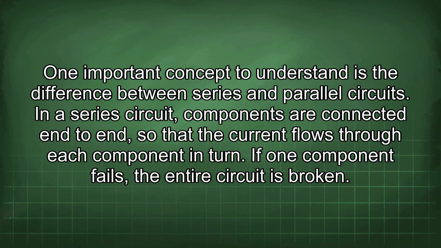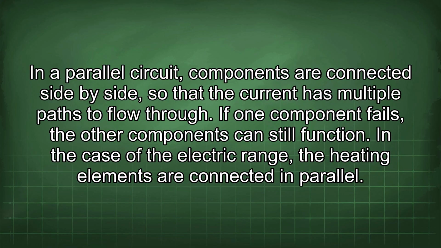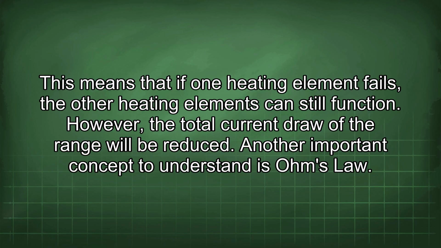One important concept to understand is the difference between series and parallel circuits. In a series circuit, components are connected end to end, so that the current flows through each component in turn. If one component fails, the entire circuit is broken. In a parallel circuit, components are connected side by side, so that the current has multiple paths to flow through. If one component fails, the other components can still function. In the case of the electric range, the heating elements are connected in parallel. This means that if one heating element fails, the other heating elements can still function. However, the total current draw of the range will be reduced.